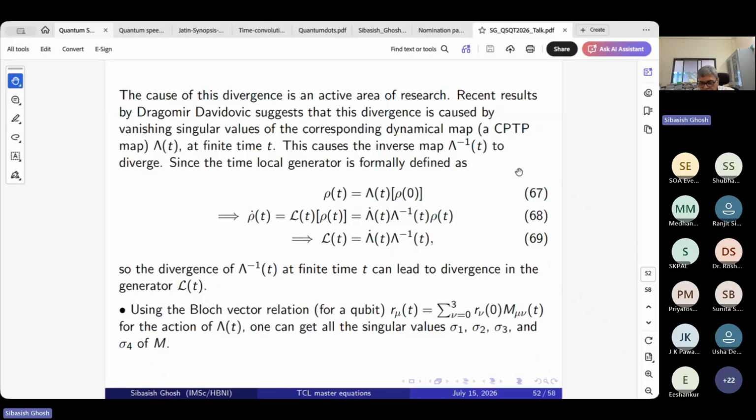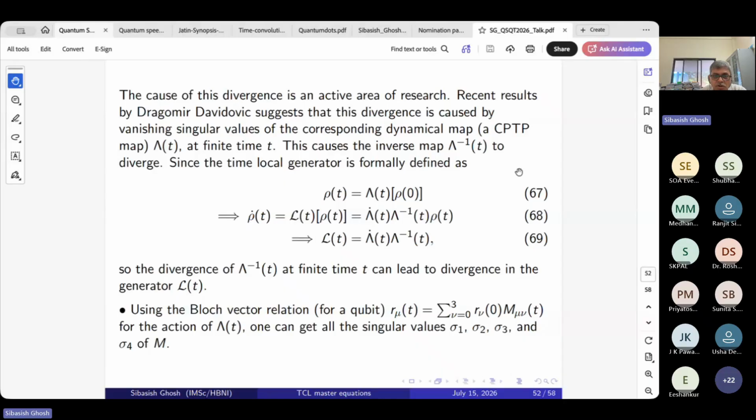But what is happening here, for this kind of spectral density or 0 temperature bath, is that some of the singular values vanish at a finite time. This happens because you have a competition between the exponential decay at large time limit and the polynomial decay in the finite time regime. So there is a kind of destructive interference between these two kinds of decay. We'll see in figures also, and that is basically the root cause for this divergence. Although the actual dynamics is not divergent, the TCL generators become divergent.